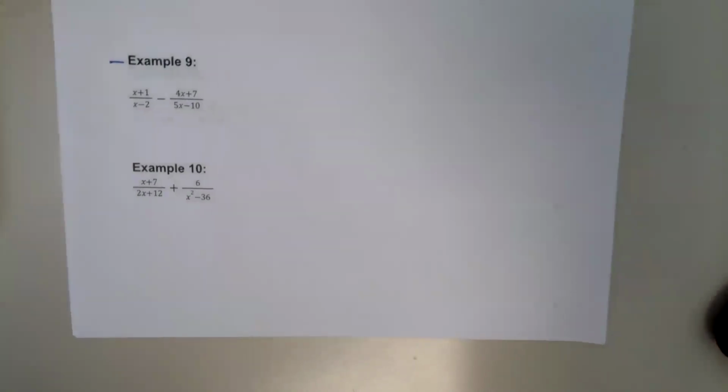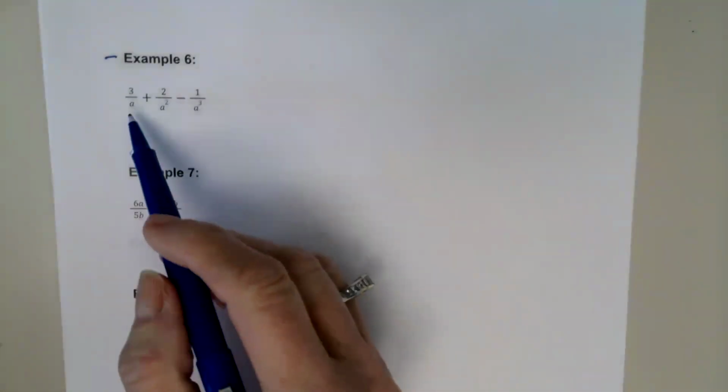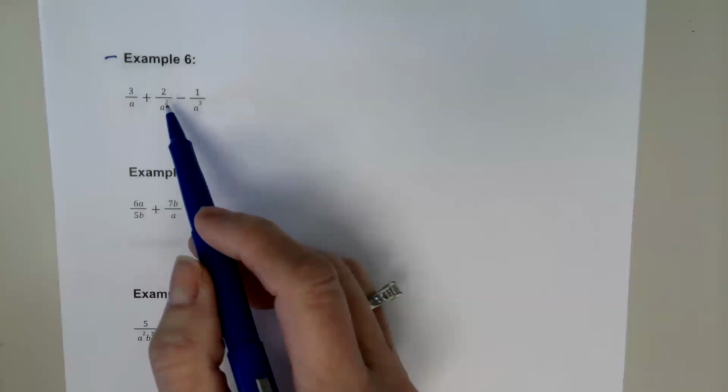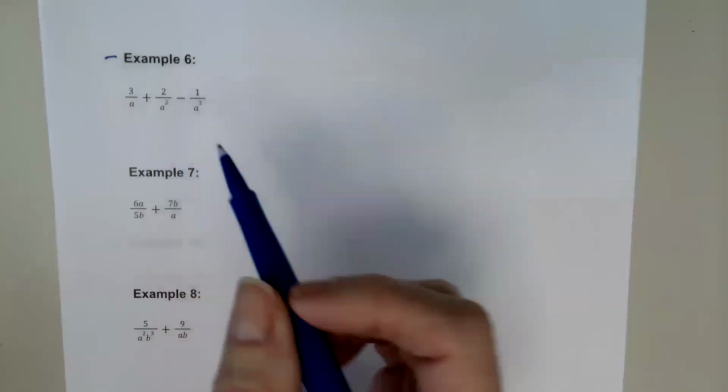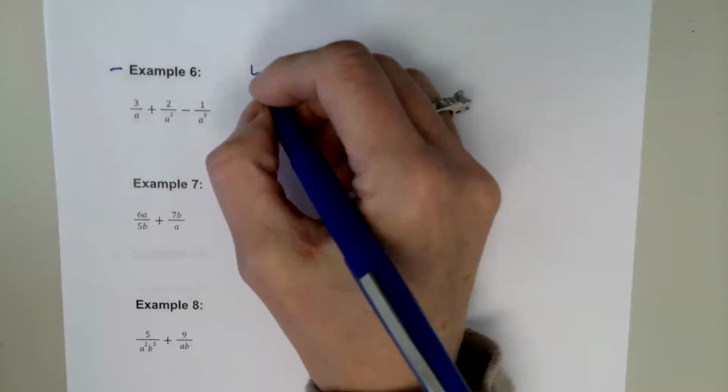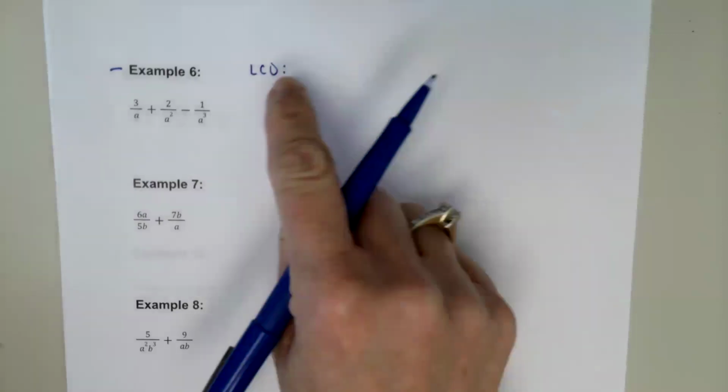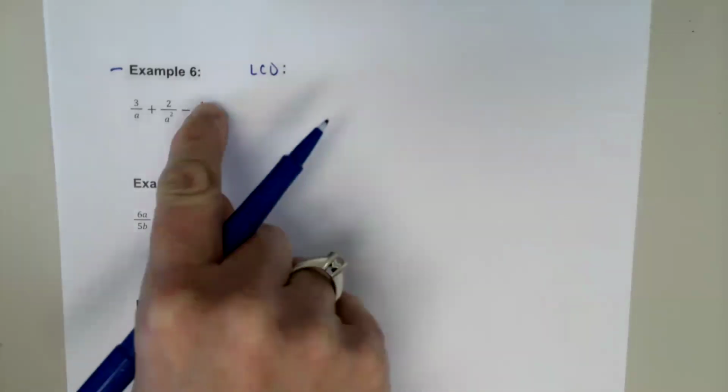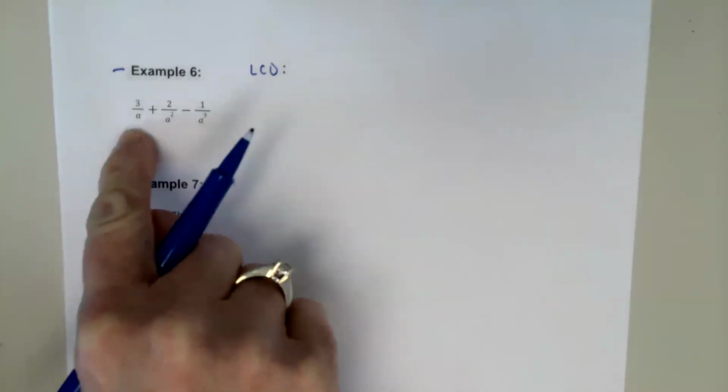So let's look at examples. We're now moving into some expressions that have letters, they're not just numbers. So I have 3/a plus 2/a squared minus 1/a cubed. So my least common denominator is going to have to be a cubed because it has to be the one that has the most number of a's.